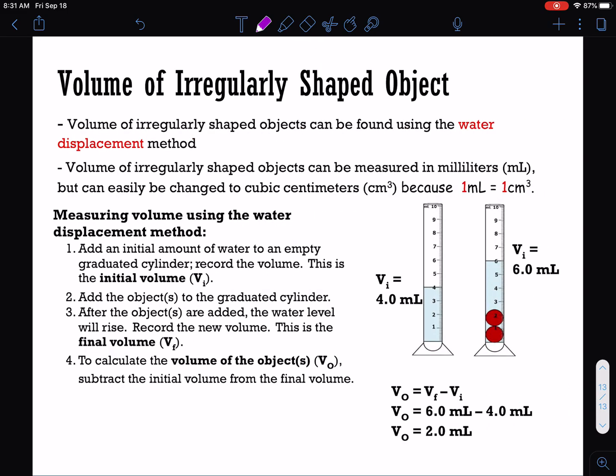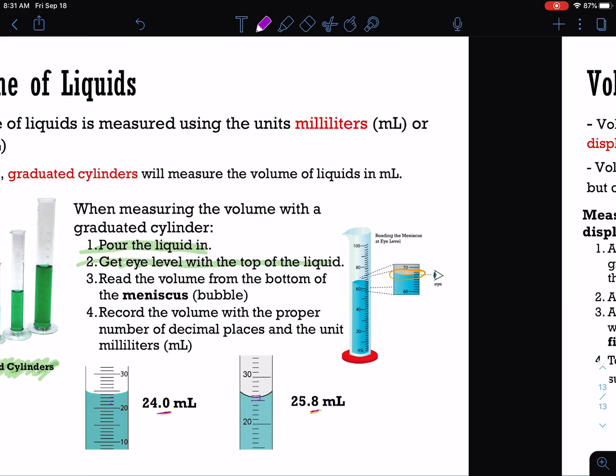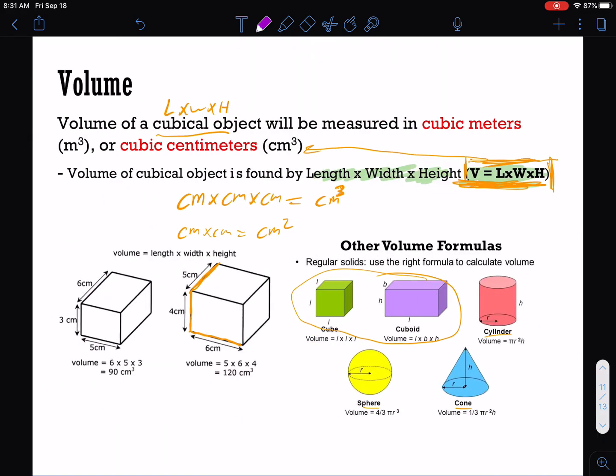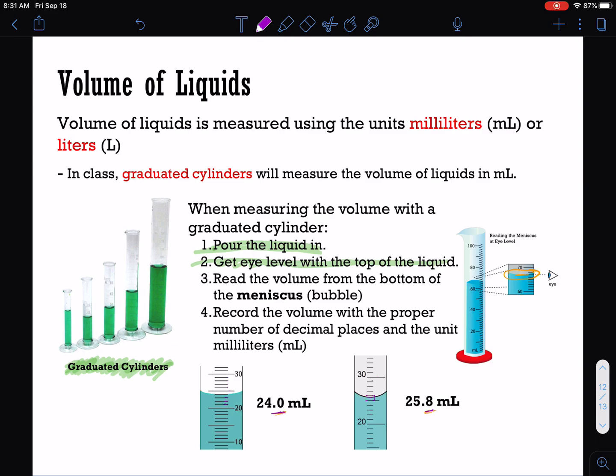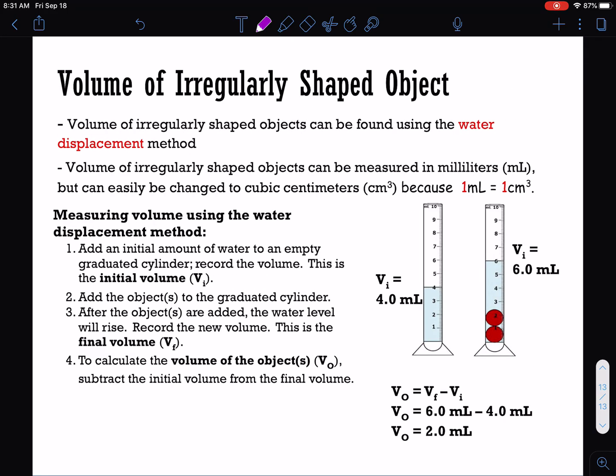Now the final way to measure volume. So we have volume of a cubical object, length times width times height, volume of liquids using the graduated cylinder, and now we have the volume of an irregularly shaped object. Irregularly shaped object, so something you can't easily measure the volume of. Usually it can be something that's not length times width times height. Real simple, real basic. We're going to use something called water displacement.